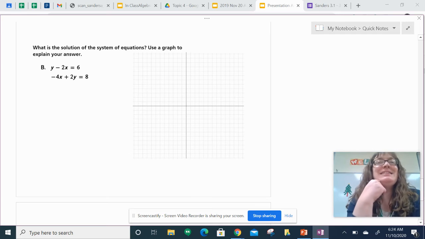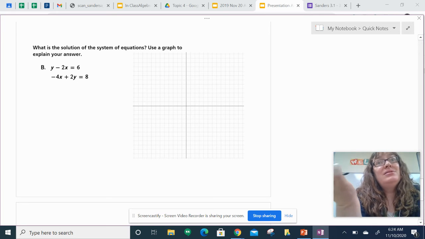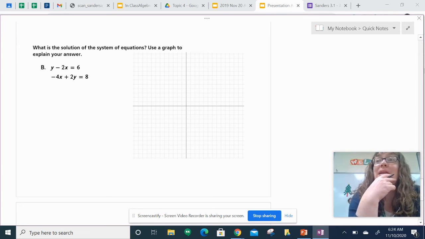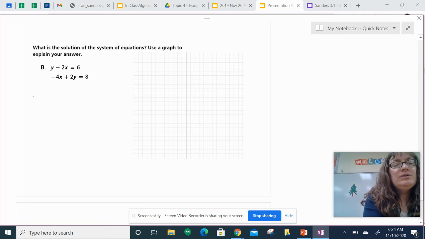All right, next example. Same kind of situation here. They want us to use graphing to solve. However, these aren't in slope-intercept form, so we're going to have to do some work to get them in slope-intercept form. So starting with the first equation, y minus 2x is equal to 6.